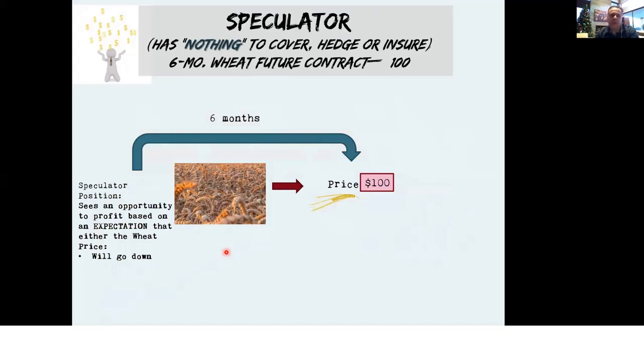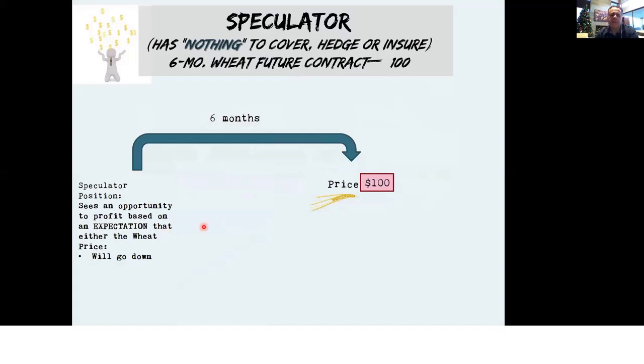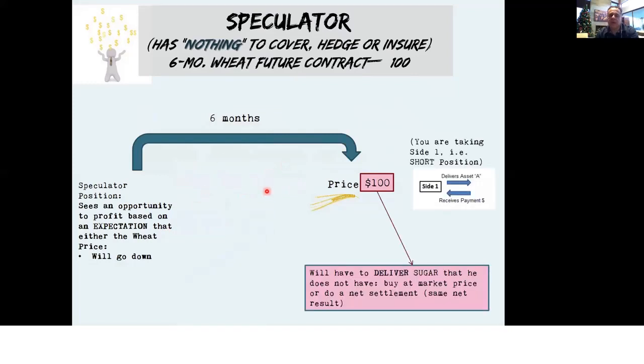It may happen or it may not happen, but this person fixes the price at 100. So if she thinks that the price will go down, but she does not have the wheat, she's just speculating, two things may happen. First, since you think that the prices will go down, you take a short position because at expiration, you will deliver the asset, in this case wheat, and you will receive a payment.